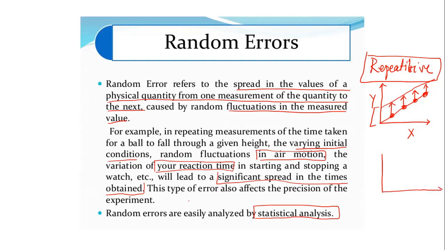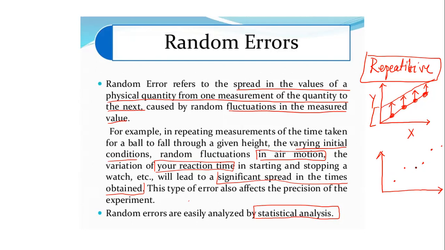Every time, the parameters involved may change, so they will have different values, though a best fit or a best approach can be done. But when you see there is no such elevation of data points in a particular order, that means it is having random errors, and these random errors can be analyzed statistically. So this is what we said.